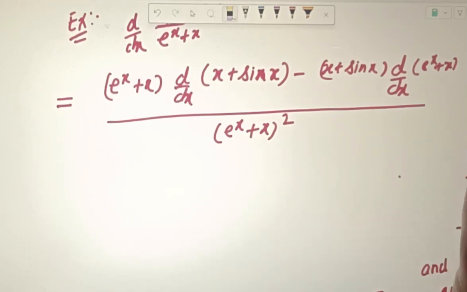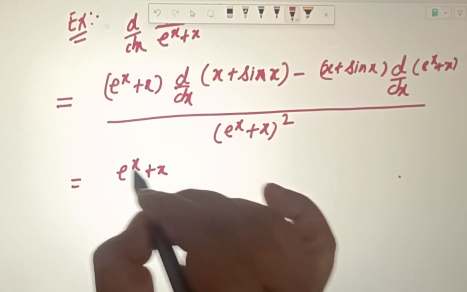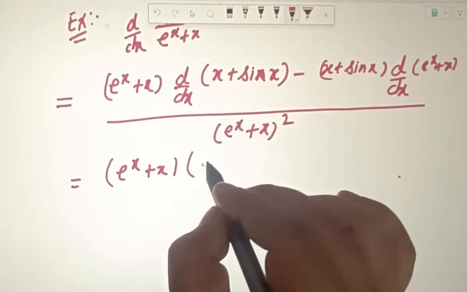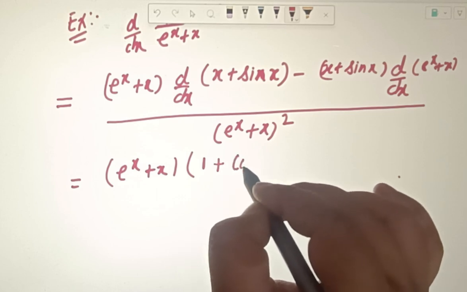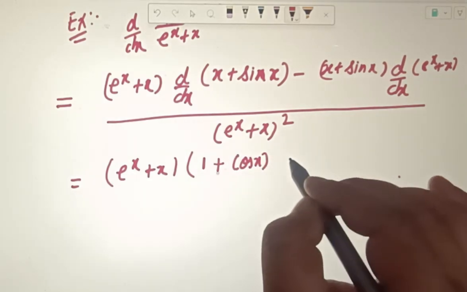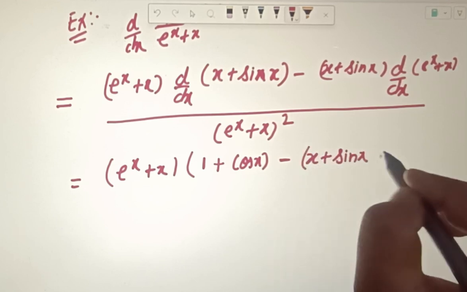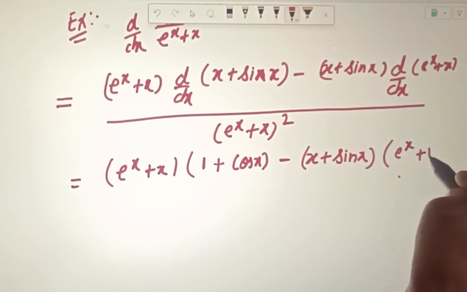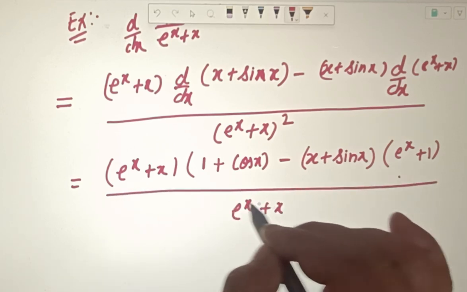These computations are very easy to compute. So e to the power x plus x we will write as it is, no change. Then differentiate: the derivative of x is 1, and the derivative of sin x is cos x. Now it is calculated. Similarly, x plus sin x will be written as it is, and the derivative of e to the power x is e to the power x, and the derivative of x is 1, right? And then divided by e to the power x plus x, the whole squared.